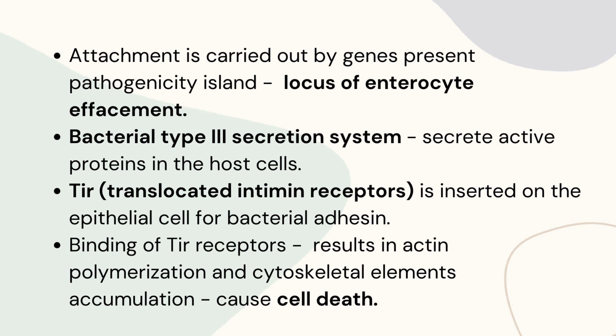One protein called TIR, translocated intimin receptor, is inserted on the epithelial cell. So once inside the host cell, this TIR will act as a receptor for another bacterial protein called intimin. Now this intimin, it is encoded by a gene that is located on the locus of enterocyte effacement. So this intimin, it will bind specifically to the TIR receptor. The binding of TIR receptor and intimin will result in actin polymerization and cytoskeletal elements accumulation and ultimately cause cell death.